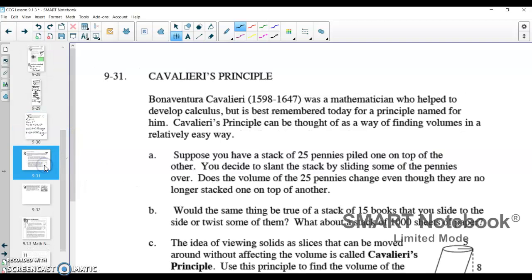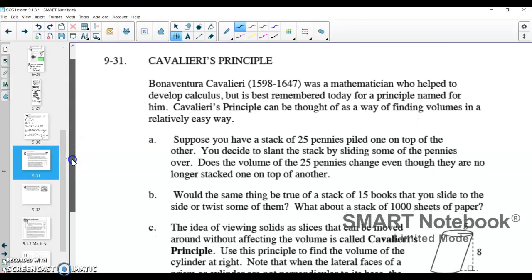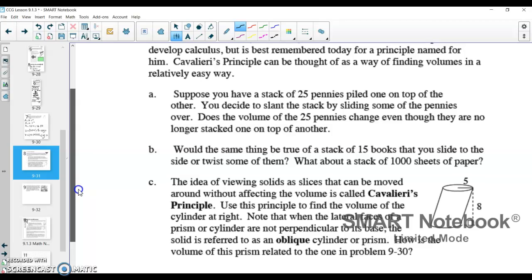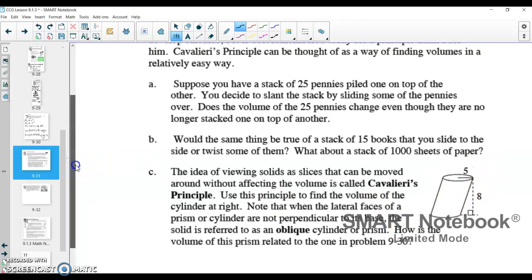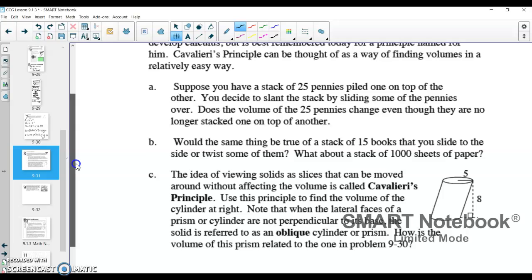Moving on to 9-31. This one's a little bit quicker because A and B are quick. So there was a mathematician, Cavalieri, that had this idea. And it's really this idea: does the volume change if we start tilting our shapes? If we tilt, kind of like we see here, if we tilt our cylinder, if we tilt a hexagonal prism, and they give us different examples. It says, if you stack 25 pennies on top of each other, and then you slant that stack by sliding some of the pennies over, does the volume change?